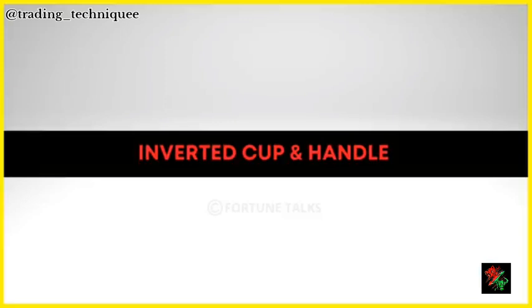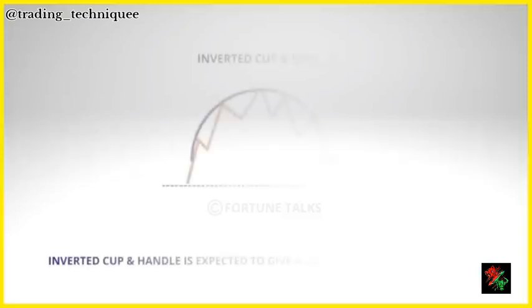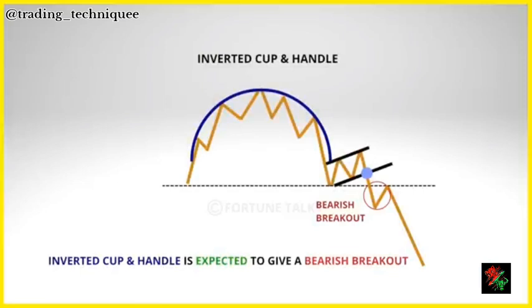Moving on to the final pattern of this video, the inverted cup and handle pattern. If you flip a cup and handle pattern upside down, you will get an inverted cup and handle pattern. This is a pattern that gives a bearish breakdown. Depending on where it is formed in a trend, it can be a bearish continuation pattern or a bearish reversal pattern. But we are least interested in where it forms. But we are more interested in the bearish breakdown that it provides.